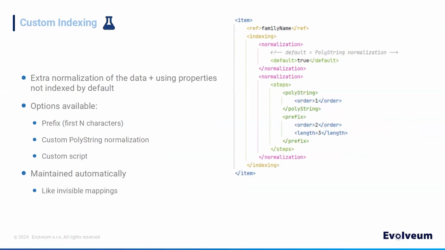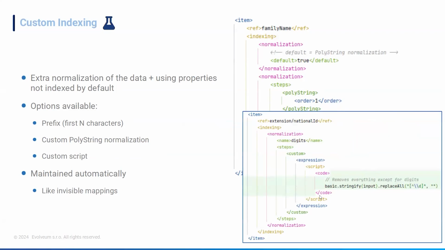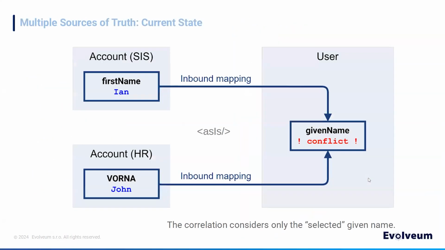And it can be defined like this for the polystring normalization, followed by taking a prefix, or like this, using custom Groovy script to derive the value, the normalized value to be matched. This is, well, I would say quite a minor feature, but the major one is the ability to maintain multiple sources of truth, so to say.